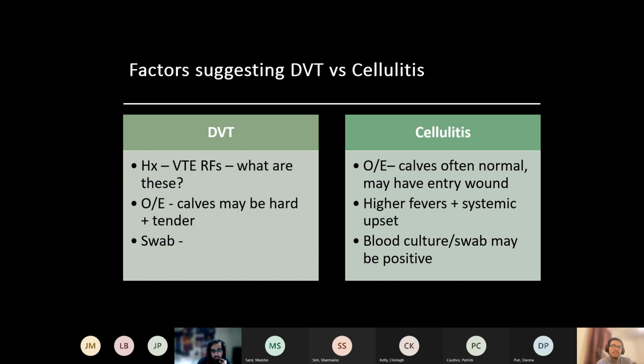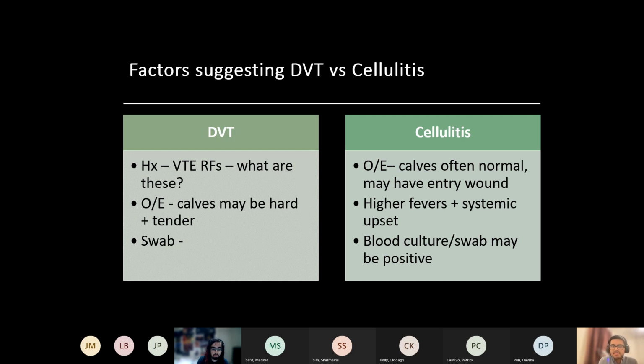Someone mentioned the calves earlier. The calves are like the key difference. You get really firm calves in a DVT. It's like rock solid. That's not always the case, but for exams, that's generally the case. Yeah, good.